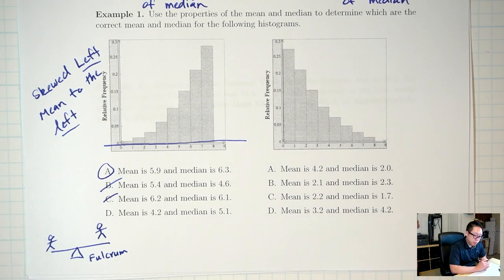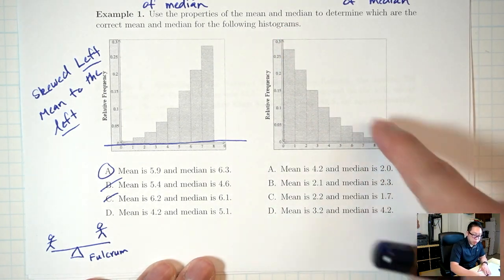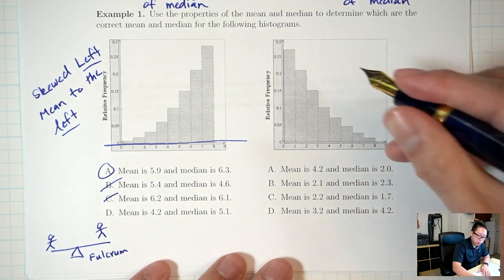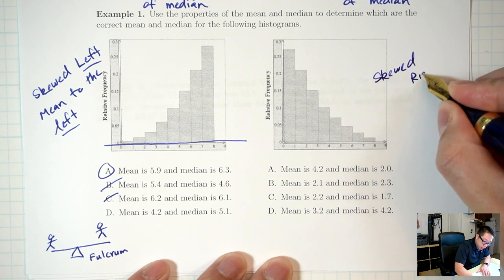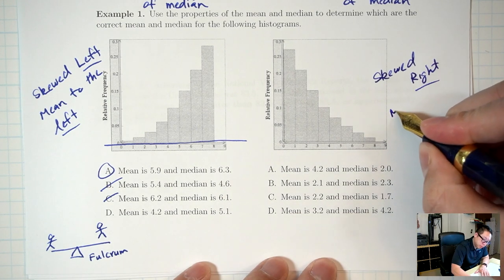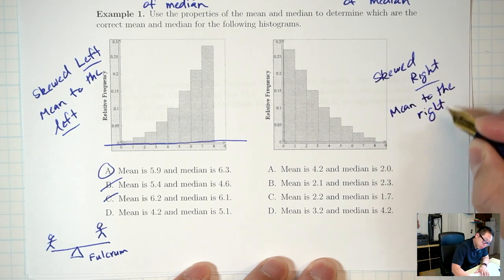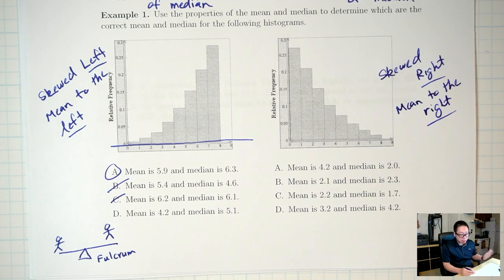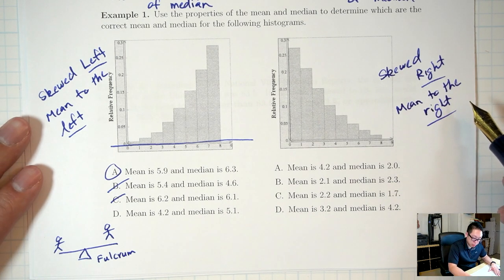Next picture. Is this skewed left or skewed right? Location of the tail. The tail here is on the right side, so this is skewed right. Which means I expect the mean to be to the right. Which should allow me to eliminate two choices. So which choices can I eliminate? I need the mean to be to the right of the median. So which ones can I eliminate?